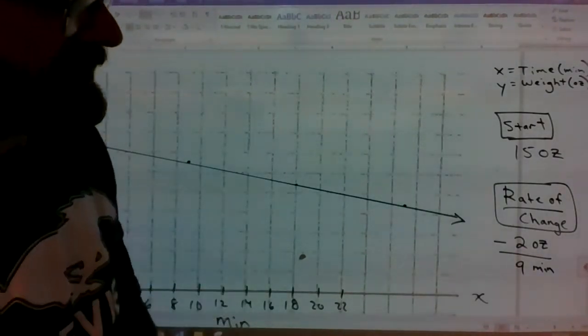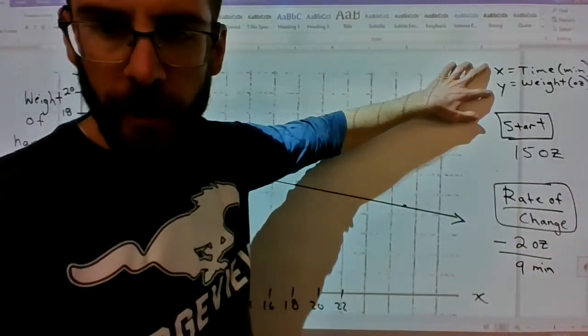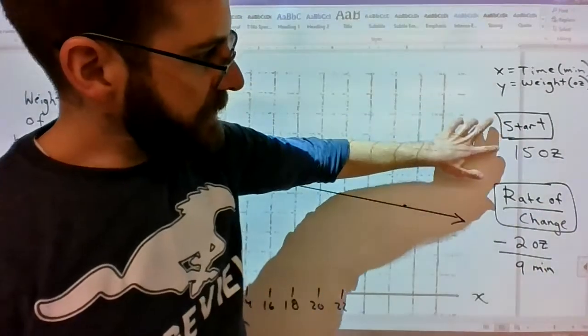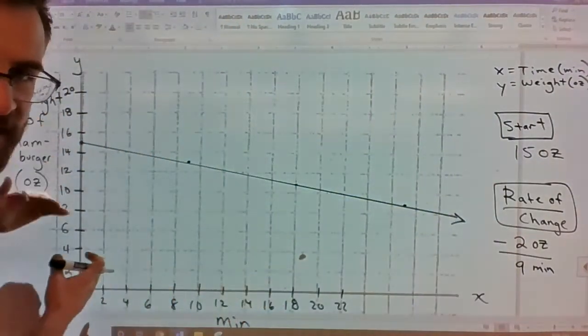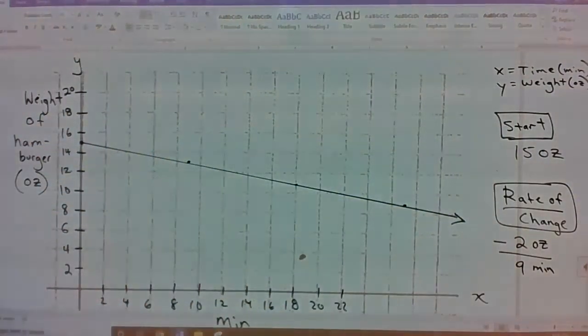So what are the expectations? Just tell me what X and Y are. Tell me what the starting point and the rate of change is, and then make sure your graph makes sense with its units like this.